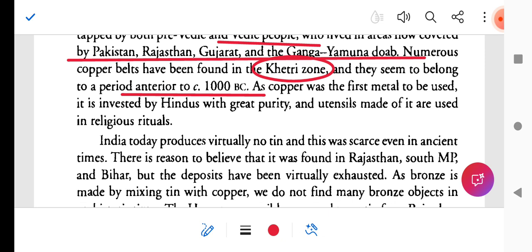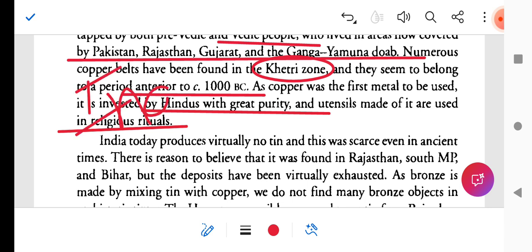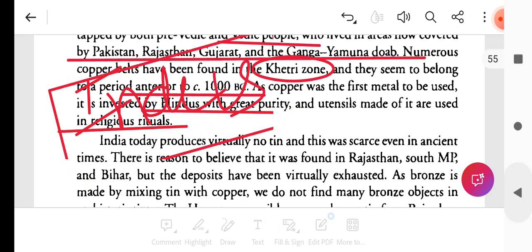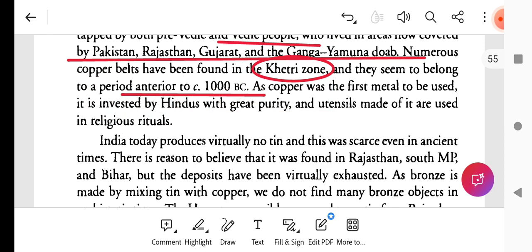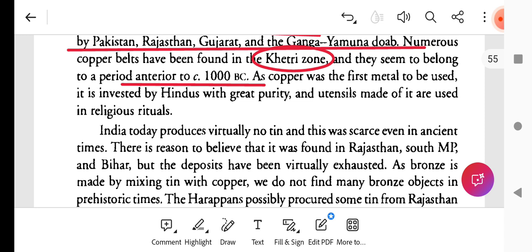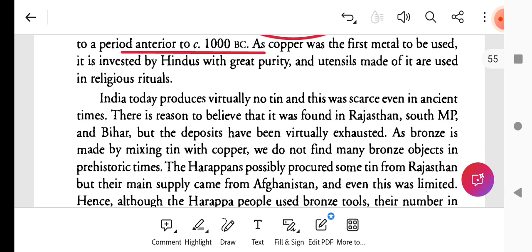As copper was the first metal to be used, it is invested by Hindus with great purity, and utensils made of it are used in religious rituals. So after the Indus Valley, that is popularly called the Bronze Age civilization, copper became most important. Copper became the most important metal during the Chalcolithic and before the Iron Age, until iron was discovered.